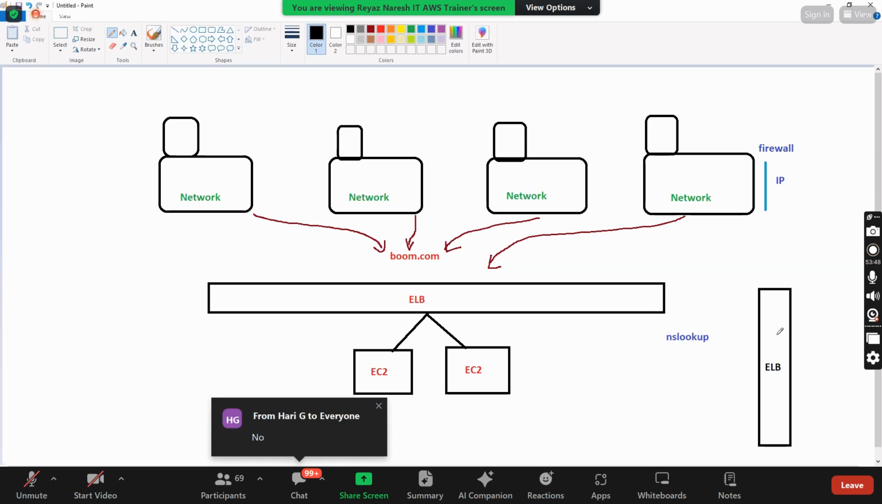It is a service for us. But in the back end, it is server or not? Definitely it will be a server in the back. For us, it is a service. In the back end, it will be a server.